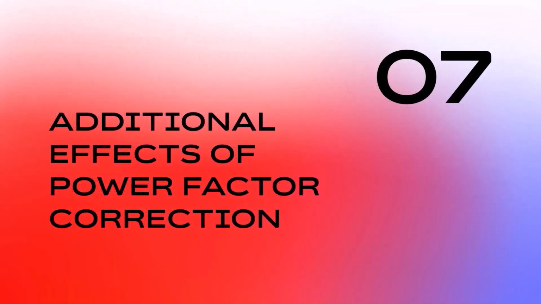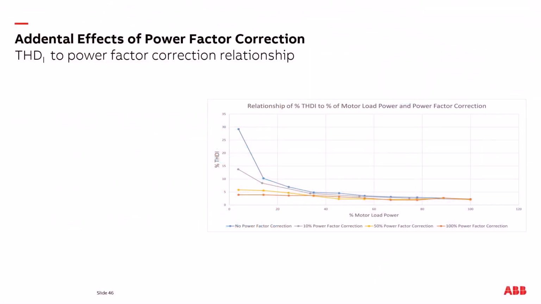Additional effects of power factor correction. We have another additional effect that occurs when you're doing power factor correction, and this is the relationship of your total harmonic distortion to the amount of motor load power that you have in your system. When the drive is fully loaded, it normally keeps its total harmonic distortion at 3% or less on most systems.